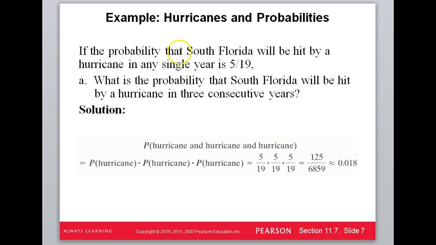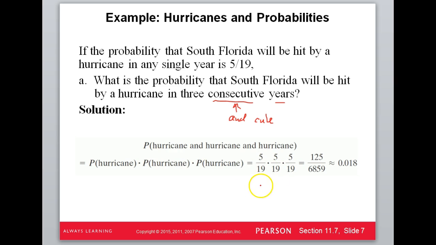Alright, the probability that South Florida will be hit by a hurricane any single year is 5 out of 19. What's the probability that South Florida will be hit by a hurricane 3 years in a row, or 3 consecutive years? So there again is our key that we're using, the and rule, because the probability of 3 consecutive years is a hurricane and a hurricane in the next year and a hurricane in the next year. So we're multiplying.